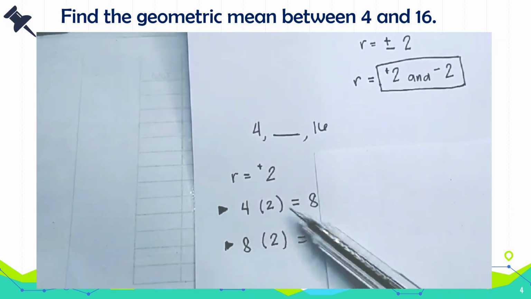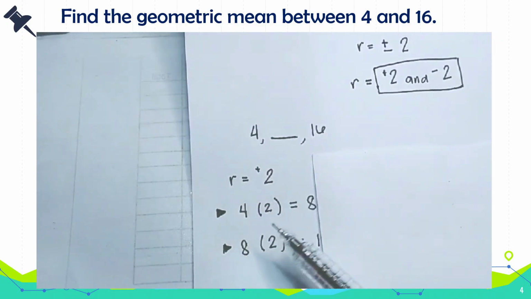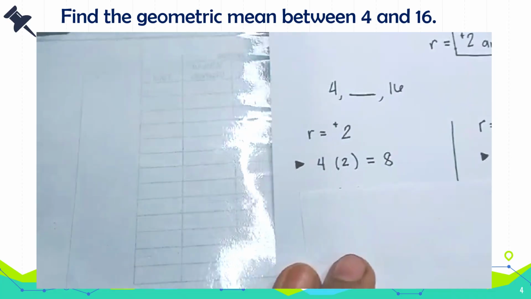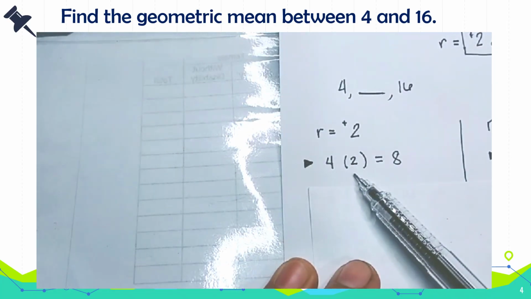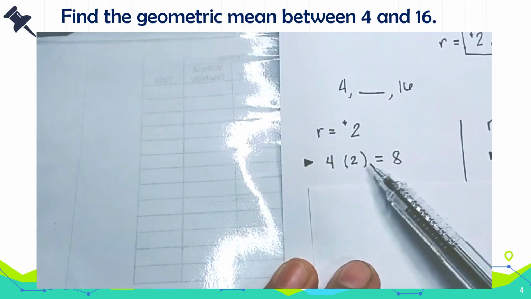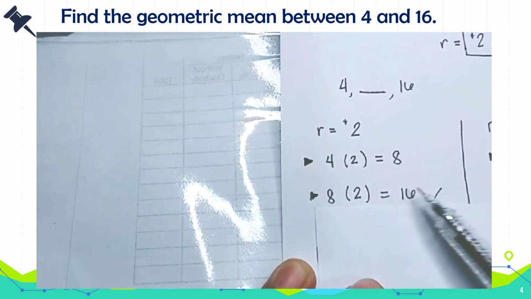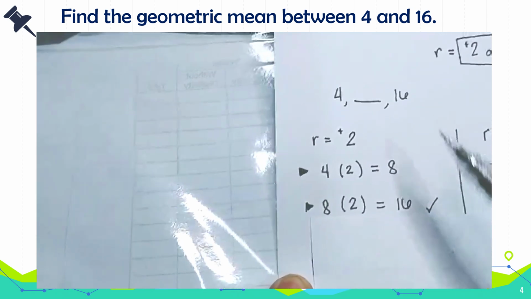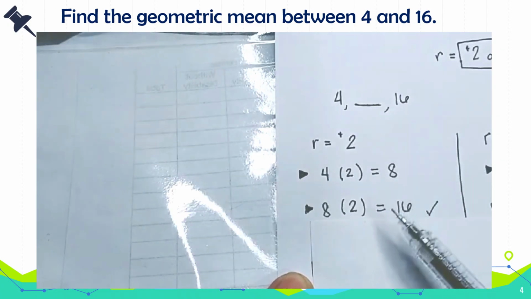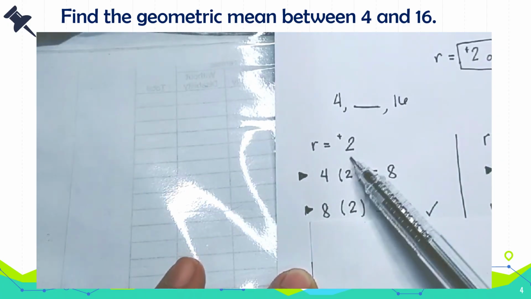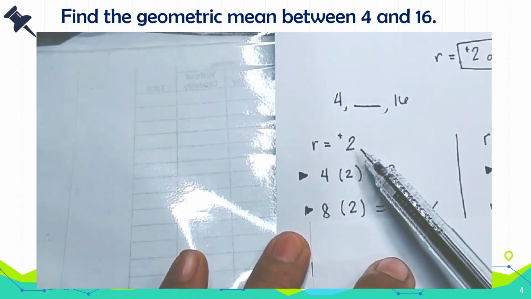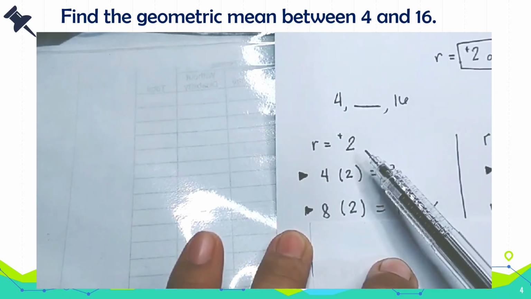If R is positive 2, we will have 4 times 2. The first term is 4 times 2 will give us 8. 8 times 2 is 16. And we got the correct third term. So positive 2 is definitely a possible answer or can be our common ratio.